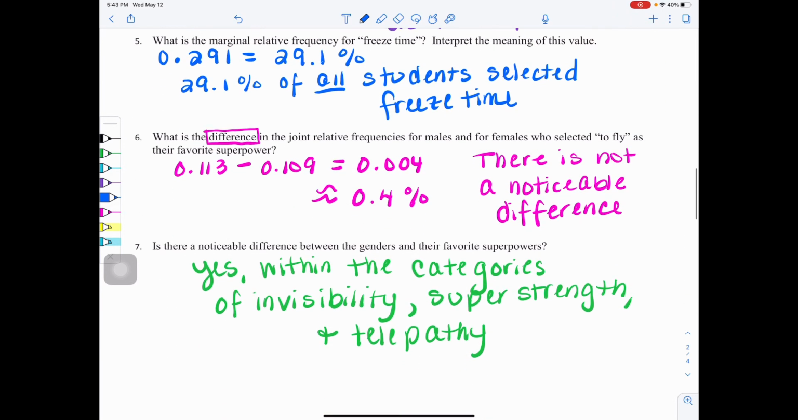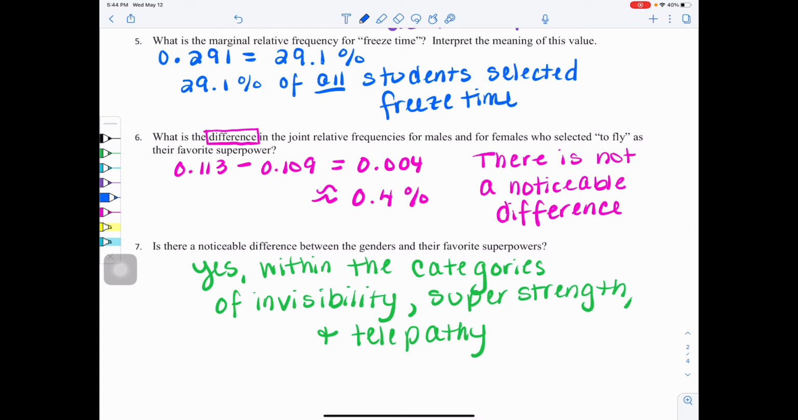In number 6, what is the difference? Difference means to subtract in the joint relative frequencies for males and for females who selected to fly as their favorite superpower. So we're going to subtract them here. We get 0.004, which is about 0.4%. That's super duper small. So there's not really a noticeable difference here because of that.